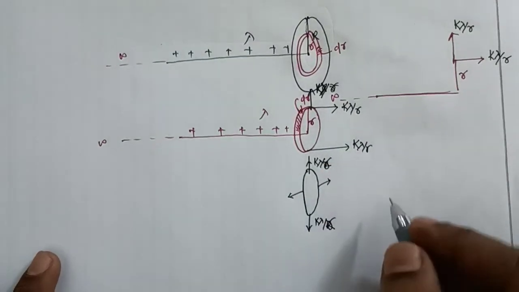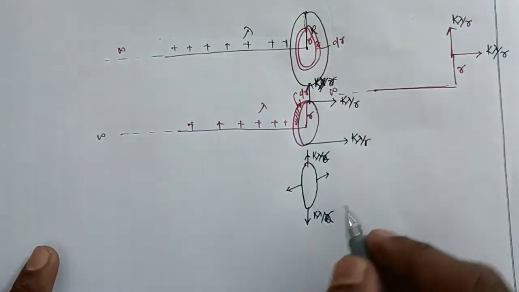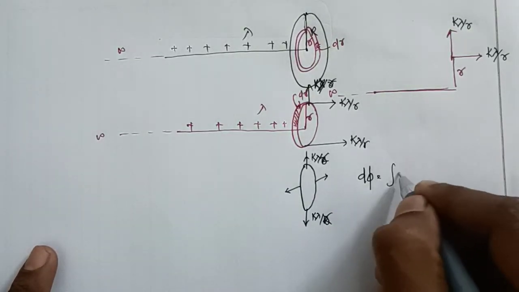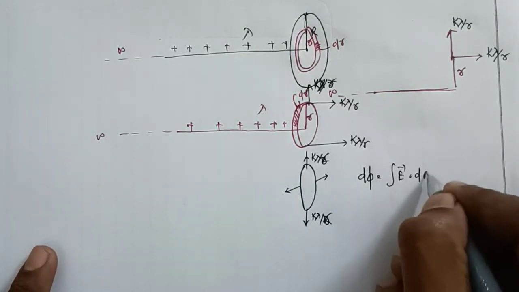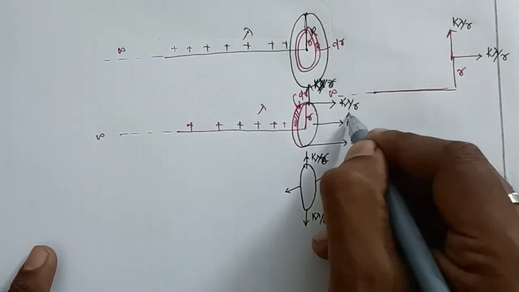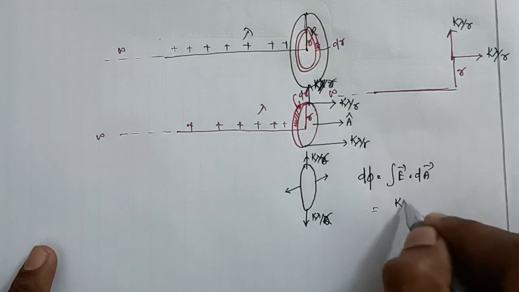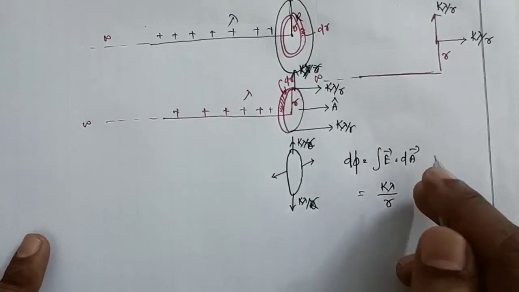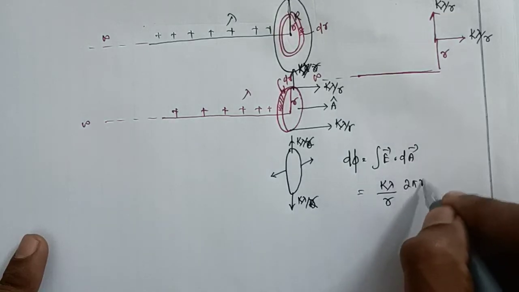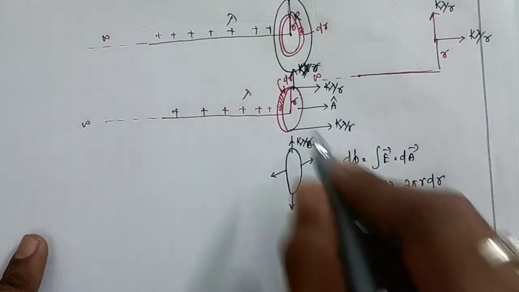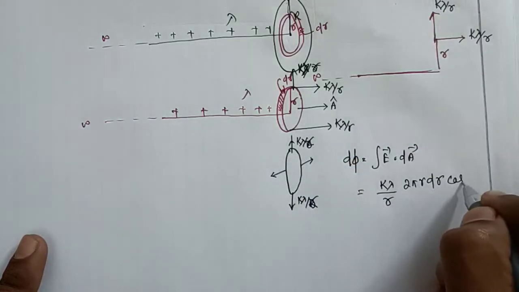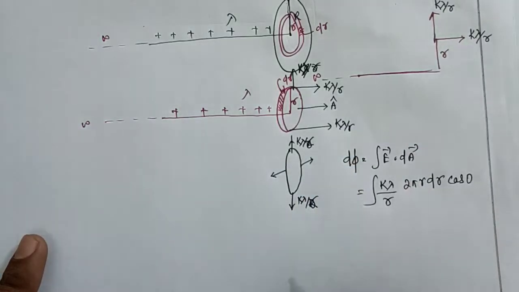So I will write my elementary flux. The elementary flux is d phi. It can be written as E dot dA. That is my basic definition. The area vector is also like this. So what is E? That is k lambda by r. And what is dA? I will write the elementary area, that is 2 pi r dr. And what is the angle between E and dA? The angle is cos 0 degree, and I will simply integrate.